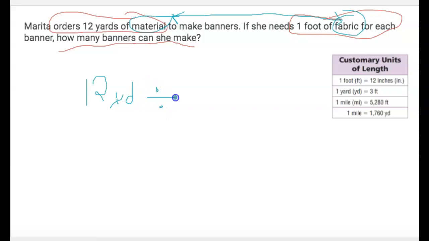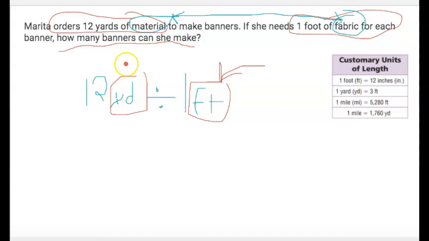We're not going to be able to actually divide 12 yards by 1 foot, because remember when we were talking about fractions, they had to have a common denominator? This is feet and this is yards. They both need to be the same type of measurement, just like a fraction would have to have the same denominator. So to figure out how many groups of 1 foot I can make, I need to know how many feet are in 12 yards. So I have to turn yards into feet. How do I do that?